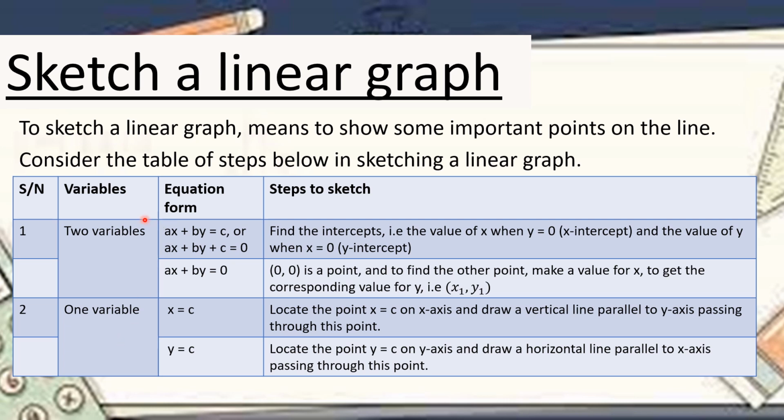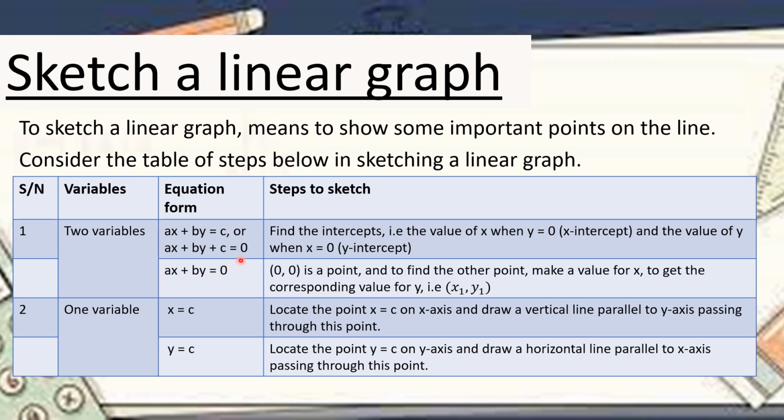The one of two variables are of two forms: ax plus by equals c, or ax plus by plus c equals 0. And the second part here says ax plus by equals 0. Consider the second one a special case of the first one, because once we make c equals 0, we have the second one.